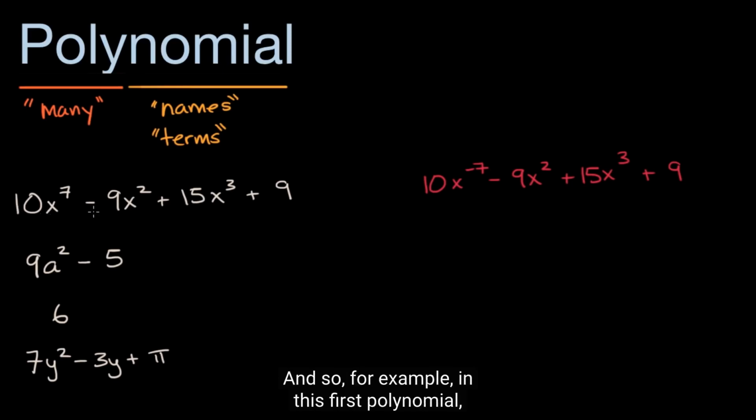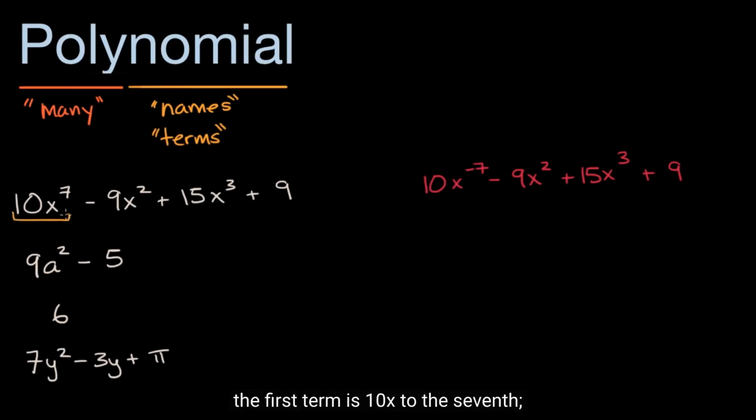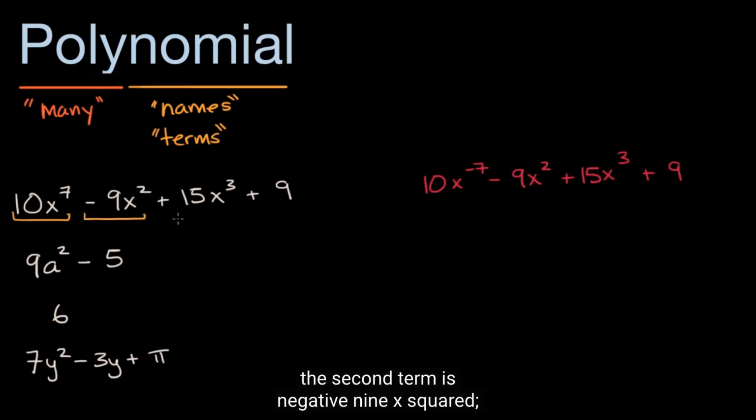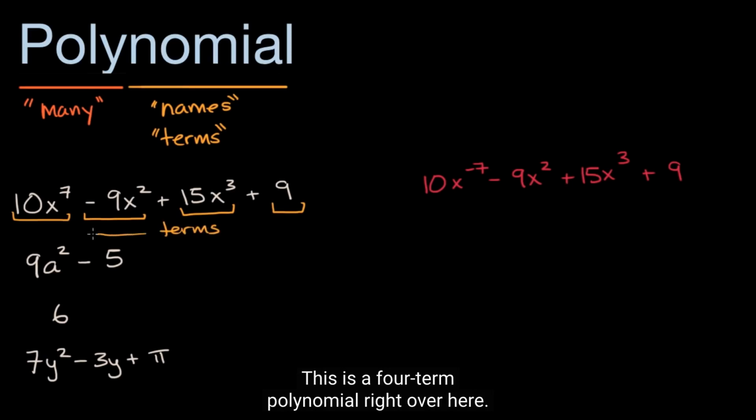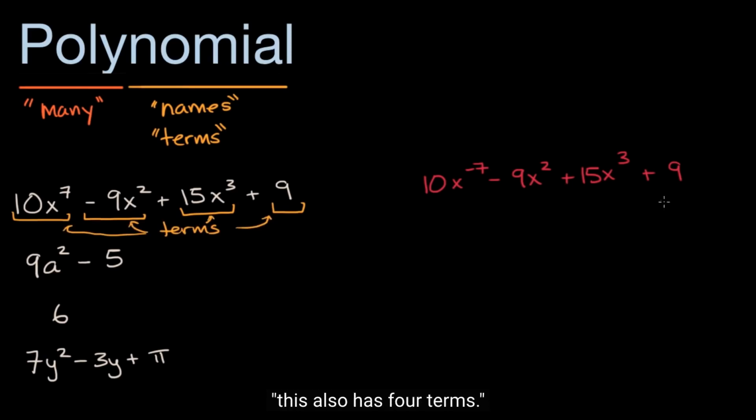And so, for example, in this first polynomial, the first term is 10x to the 7th. The second term is negative 9x squared. The next term is 15x to the 3rd. And then the last term, maybe you could say the fourth term, is 9. And you can see something, let me underline these. So these are all terms. This is a four-term polynomial right over here. And you can say, hey, wait, this thing you wrote in red, this also has four terms. But we have to put a few more rules for it to officially be a polynomial, especially a polynomial in one variable. Each of those terms are going to be made up of a coefficient.